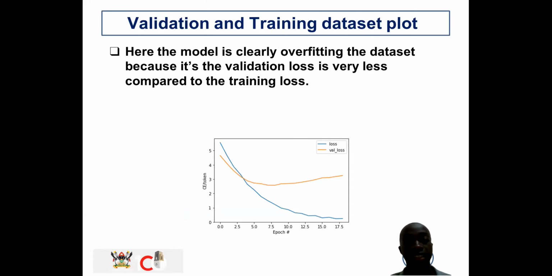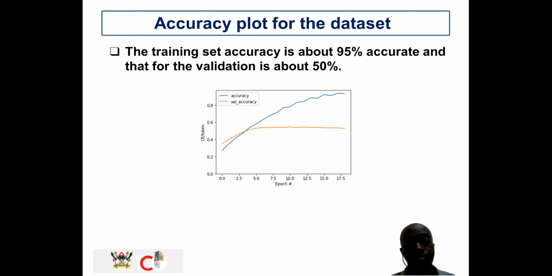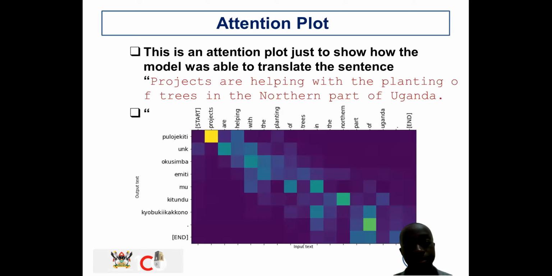On training it, this was the validation and the training loss that I got. As you can see, it's overfitting the data because the train loss is very, very low, and the validation loss is a bit bad, but I can go with that. And this is the accuracy. I got an accuracy of about 95% and a validation accuracy of about 50%. Also not that bad.